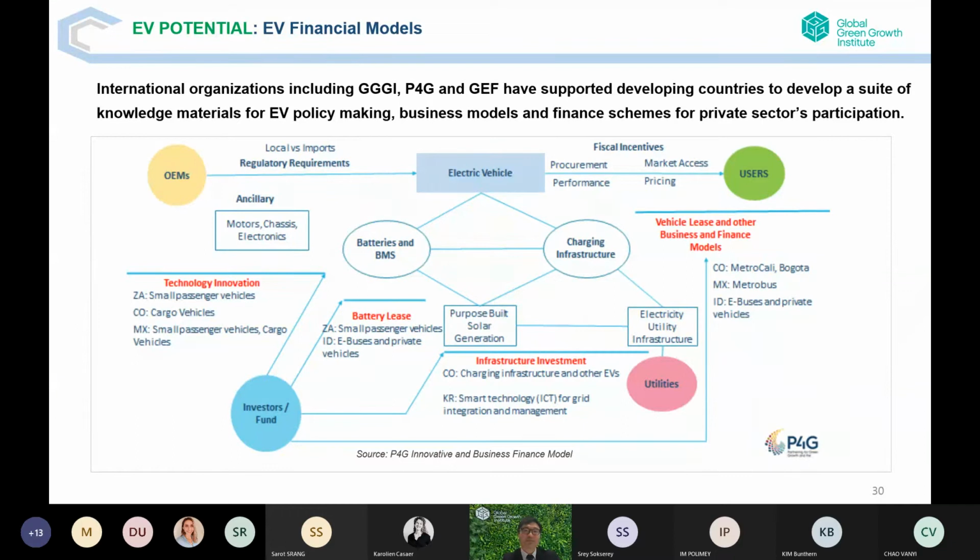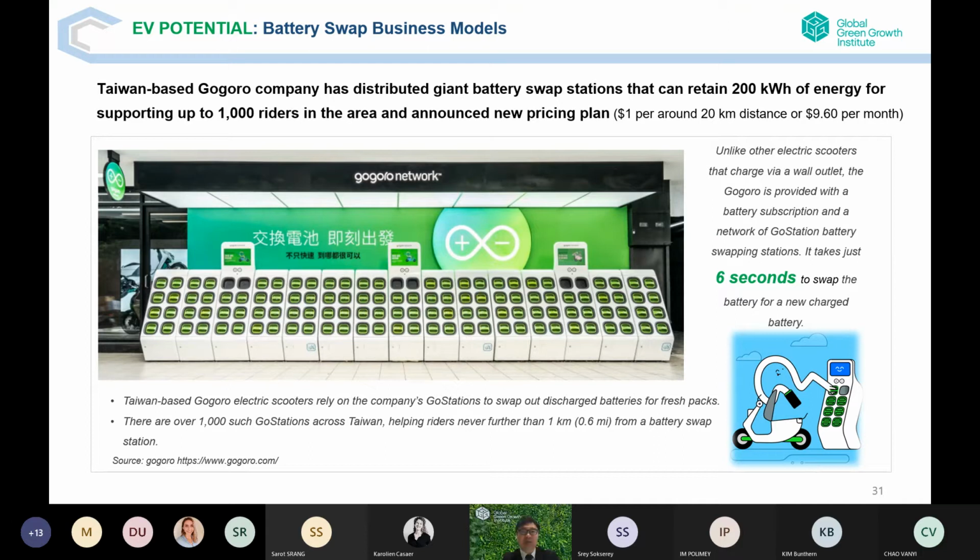A very interesting business model is the Taiwan-based company Gogoro, which has distributed giant battery swap stations that can retain 200 kilowatt hours of energy, supporting up to 1,000 riders in the area, and announced a new pricing plan. They provide a convenient charging method, and they also reduce the cost of operating the motorbike.